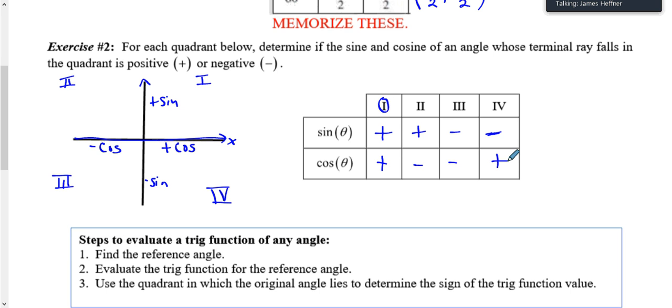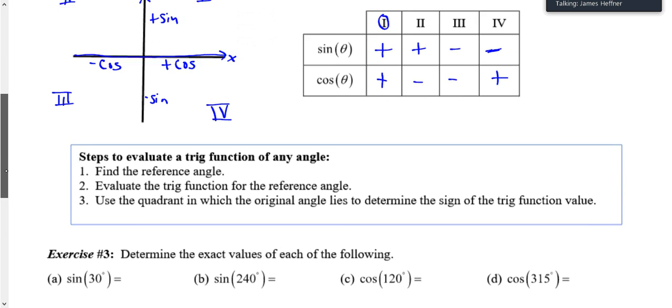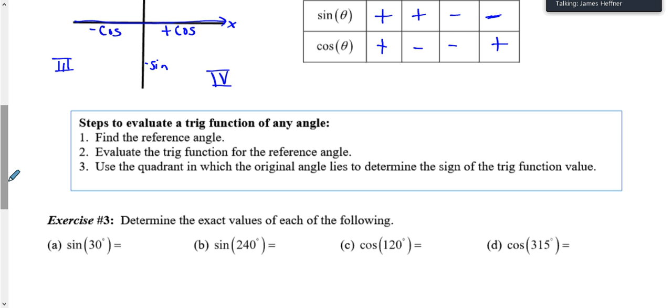All right, so here's basically the steps for evaluating the sine or cosine of a reference angle. Find the reference angle. You did that yesterday, right? It's the angle that's formed closest to the x-axis. Then evaluate the trig function for that reference angle, because that reference angle is always going to be less than 90, isn't it? And then figure out what quadrant it's in and determine whether it's positive or negative. Let's look at some examples.